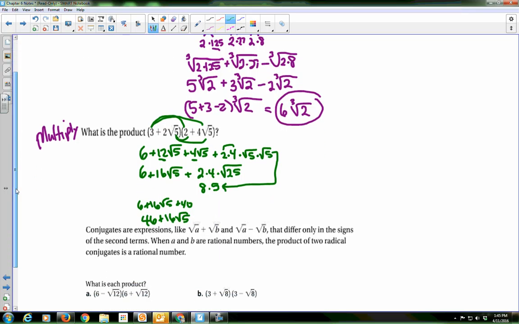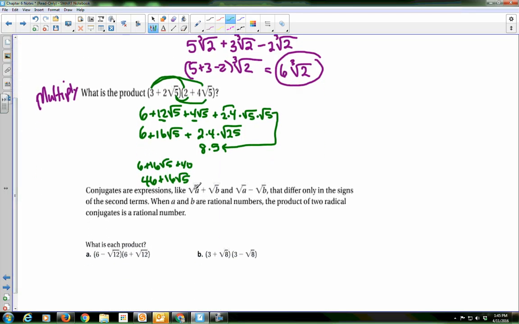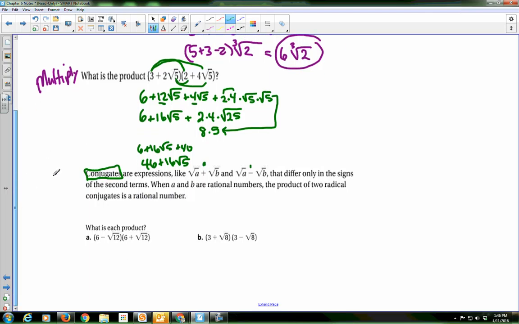Yay! All right. Let's take that idea and apply it to conjugates. So conjugates are expressions like root A plus root B and root A minus root B that differ in only the signs of the second term. So if you look here, this is minus, here it's plus. When A and B are rational numbers, the product of 2 radical conjugates is a rational number. So let me show you what that means.